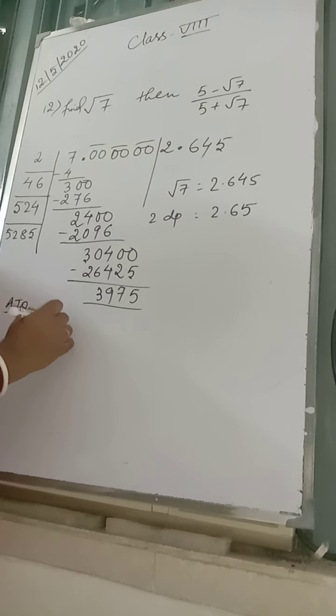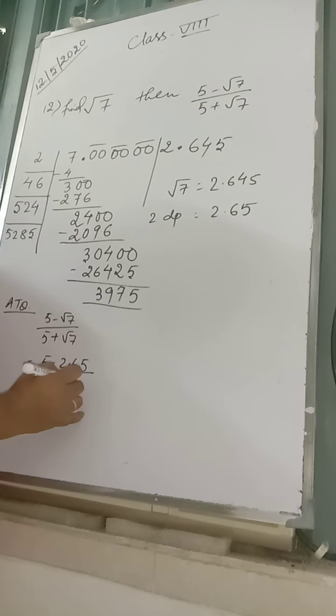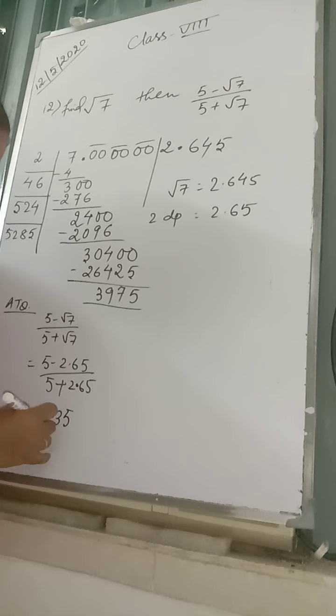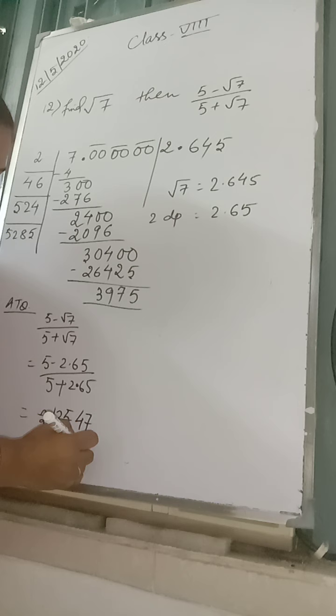Now according to the question, we have 5 minus root 7 and 5 plus root 7. So we'll be writing 5 minus 2.65 by 5 plus 2.65. So 5 minus 2.65, 10 minus 5, 5, 9 minus 5, 3, 2.35, and this gives you 7.65. Decimals we can cancel, with 5 we can cancel, 5 4s are 20, 5 7s are 35, 5 1s are 5, 5 3s are 15, 5 5s are 25.